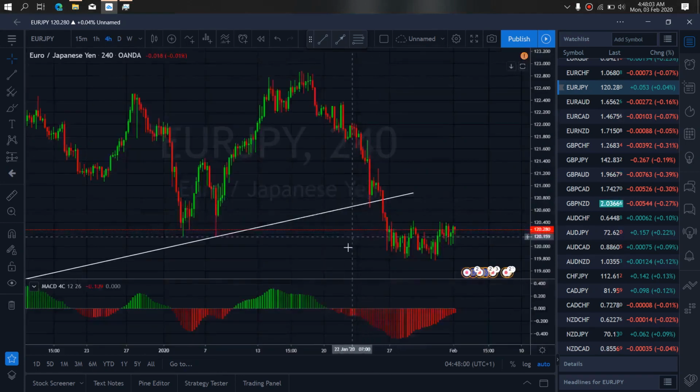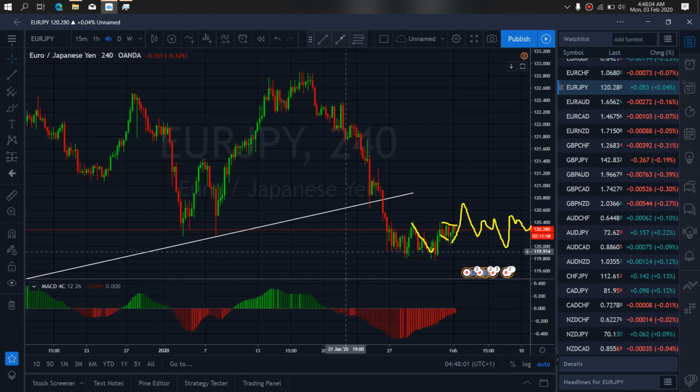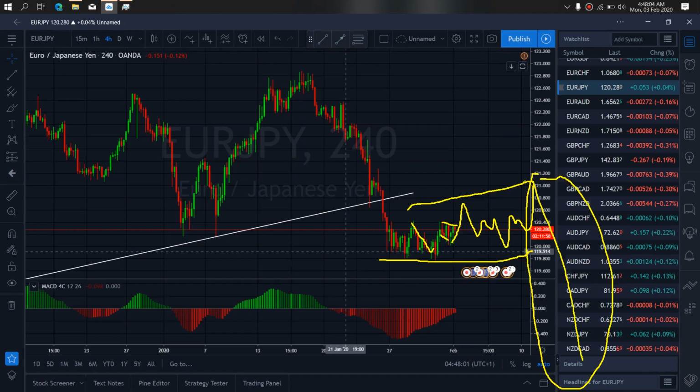So if we zoom to the 4-hour time frame, right now, I want to watch them develop this sideways correction they are forming right now. This is going to be a complex correction this week. Once they are through with this sideways correction, we expect them to drop down. So we want to watch out for this setup this week on Euro Yen.